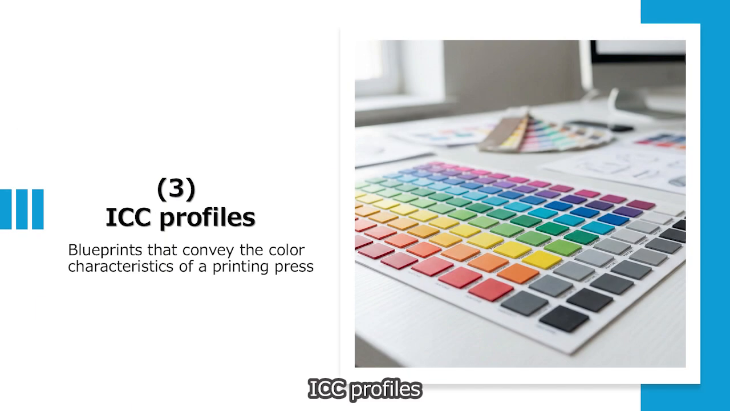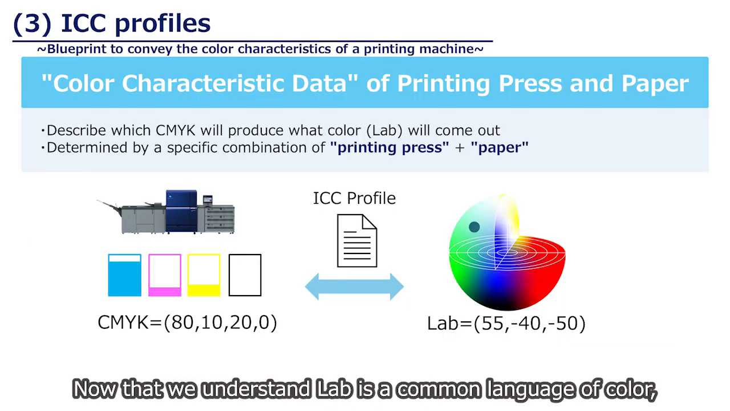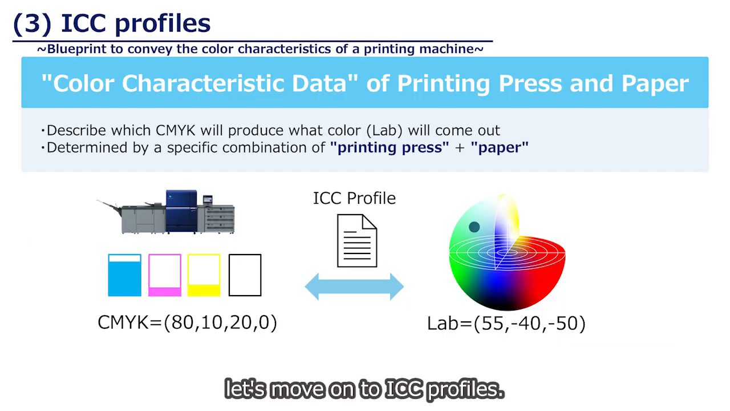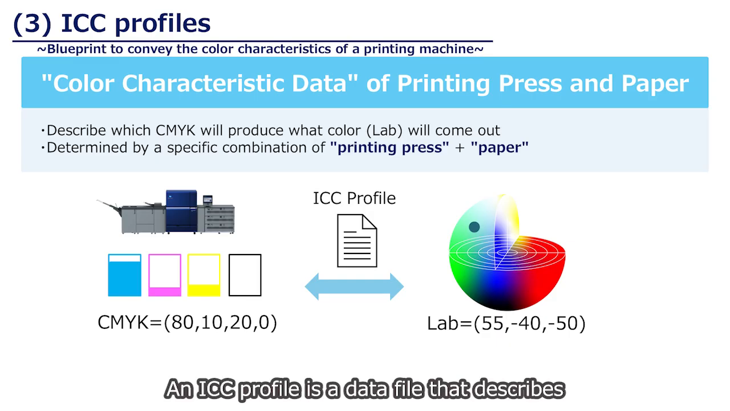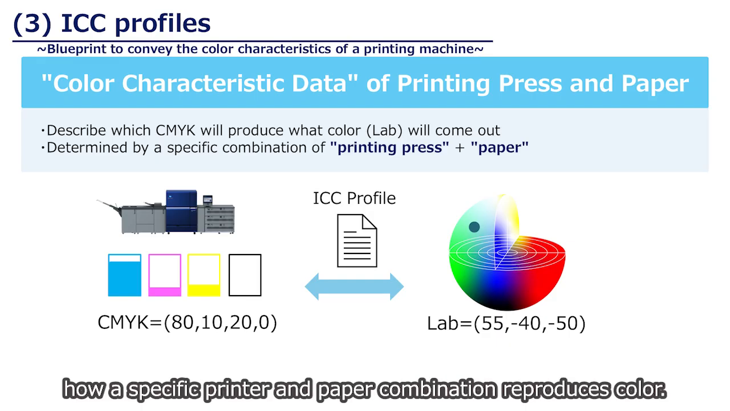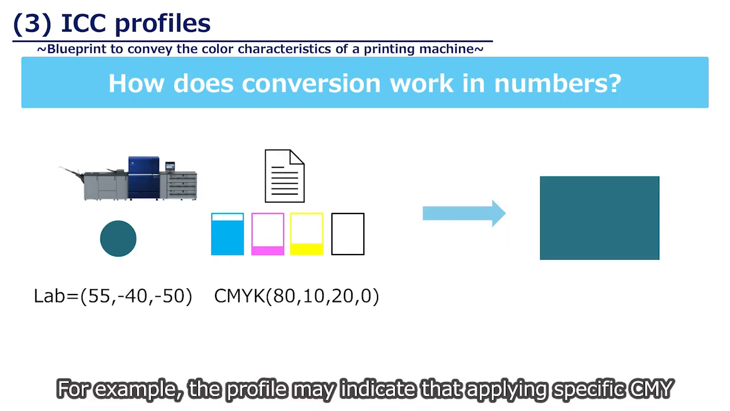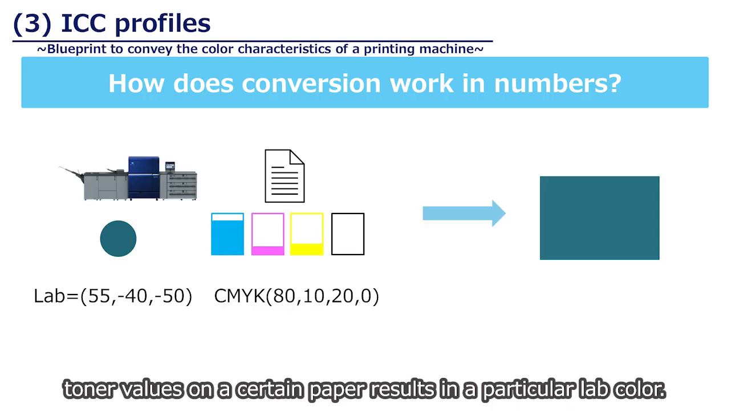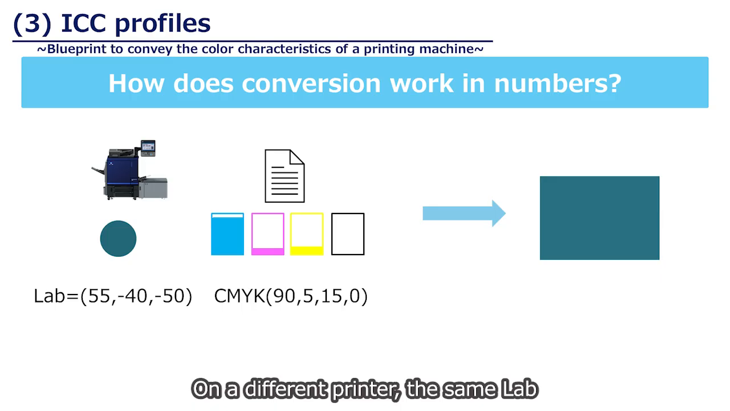ICC profiles. Now that we understand lab as a common language of color, let's move on to ICC profiles. An ICC profile is a data file that describes how a specific printer and paper combination reproduces color. For example, the profile may indicate that applying specific CMY toner values on a certain paper results in a particular lab color. On a different printer, the same lab color may require different toner values. ICC profiles account for these differences.